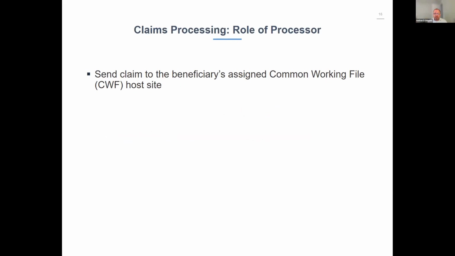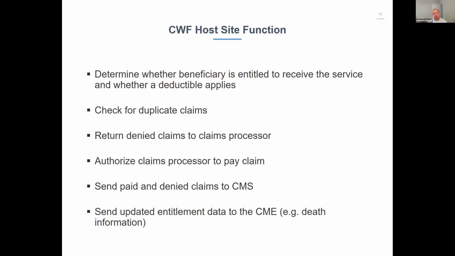Then the MAC sends the claim to the beneficiary's assigned Common Working File Host Site, or CWF. And the CWF has some additional processing that it does. So it may determine whether the beneficiary is entitled to receive the service and whether a deductible applies. Checking for duplicate claims, returning denied claims. So the CWF host site can also return denied claims, authorizing the processor to pay it.